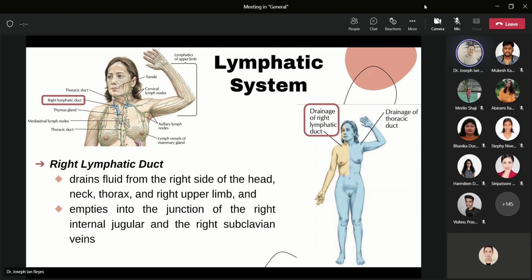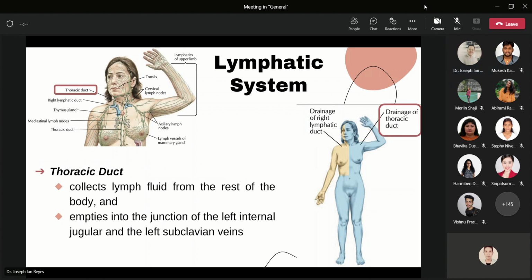Then you have your thoracic duct. The thoracic duct collects lymph fluid from the rest of the body and empties into the junction of your left internal jugular and left subclavian vein. Lymph fluid transported through these channels is filtered through lymph nodes interposed along the way. So that's the function of your lymph nodes.